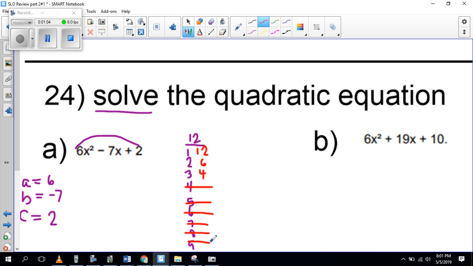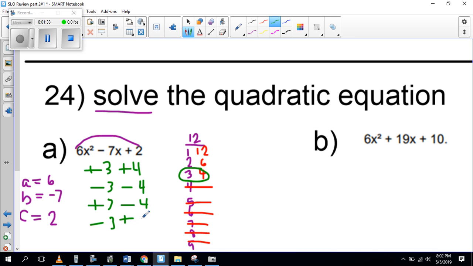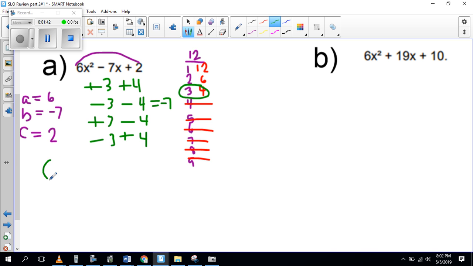Okay, so I need the one that's going to give me 7. I have 1 and 12, 2 and 6, and 3 and 4. So hopefully you pick 3 and 4. And so if we do plus, plus, minus, minus, plus, minus, minus, plus. We put 3 all the way down. And that's a 3, guys. Sorry. It's hard to write on this. The one that's going to give me a -7 is going to be this one here. So, I'm going to come and write x minus 3, x minus 4.